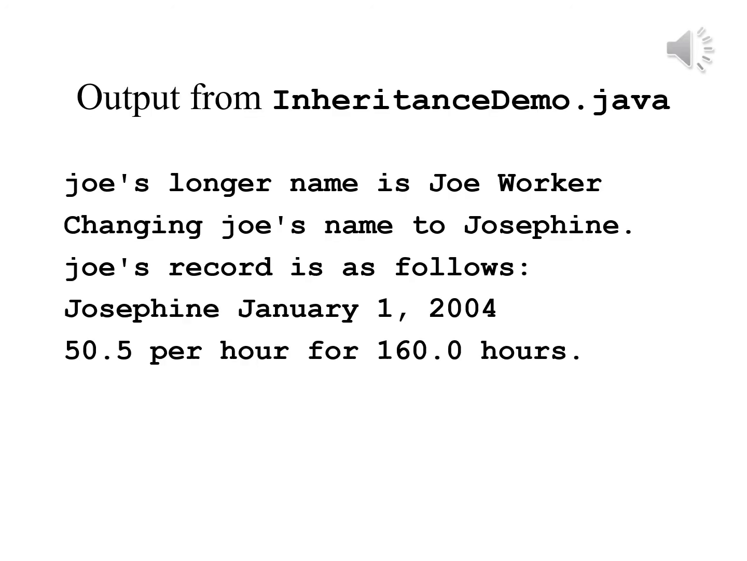The slide shows what the output is going to be from the demo program. Joe's longer name is Joe Worker. Changing Joe's name to Josephine. Joe's record is as follows. Josephine, January 1st, 2004, $50.50 per hour for 160.0 hours.